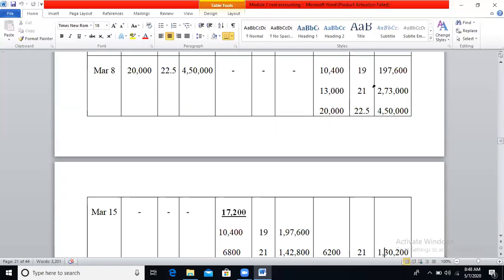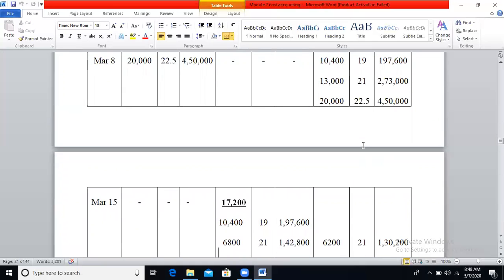So we have completely issued this batch of units. Still, I want 6,800 units to be issued. That will be considered from the next batch. So out of 13,000, you will issue the required quantity of 6,800. What will be the price of the 13,000 units? 21. That price will be considered. So 6,800 into 21, you will get 1,42,800. So 10,400 units are completely issued.